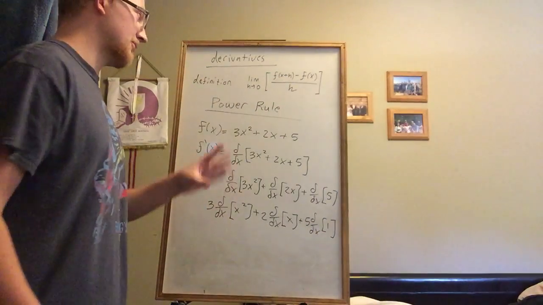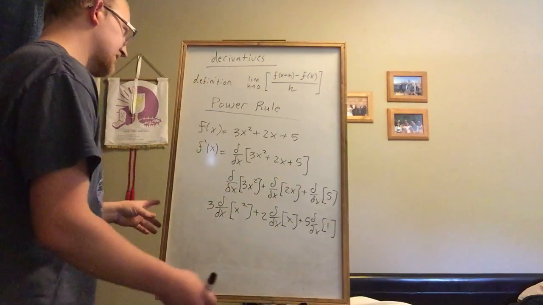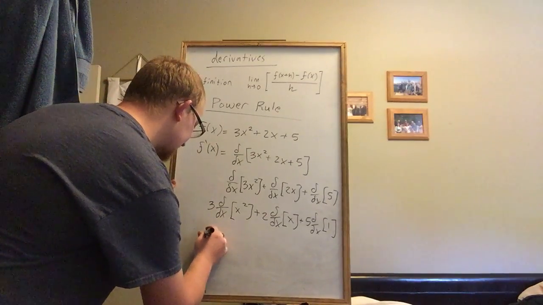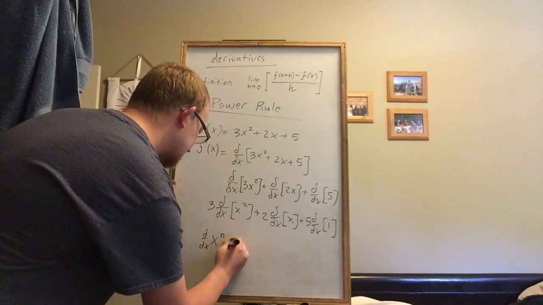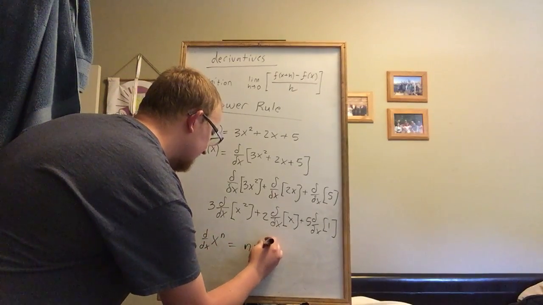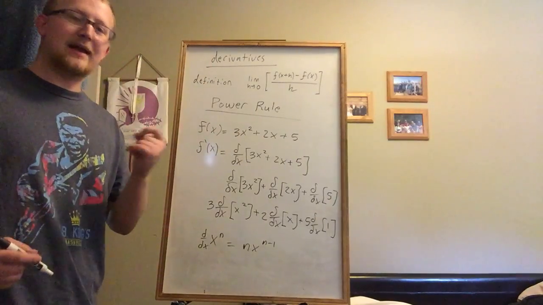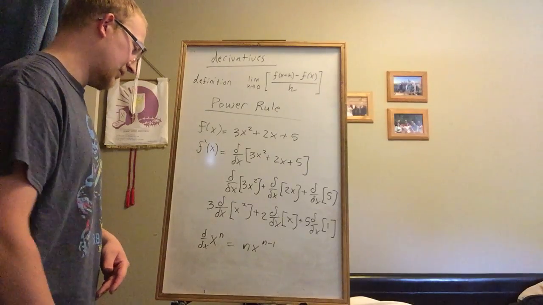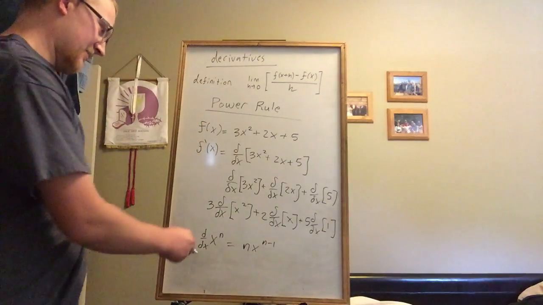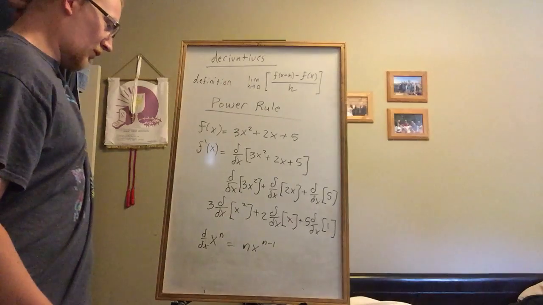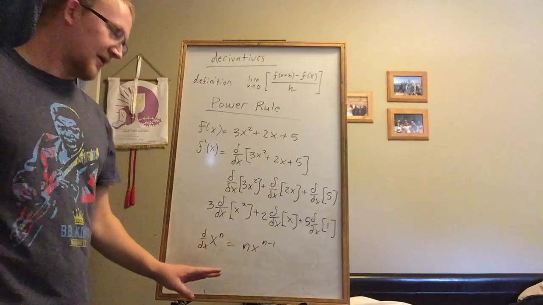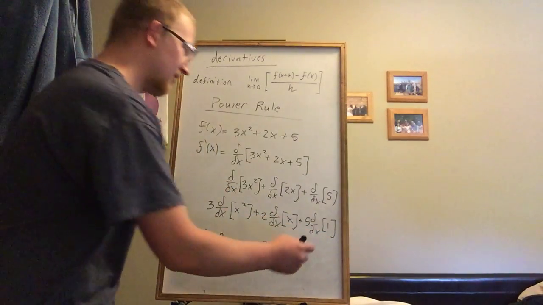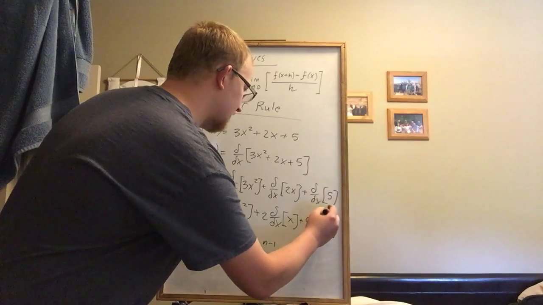Now, another thing about the power rule: remember we were saying that to find the derivative of x to the n, that's going to equal n times x to the n minus 1. Well, what if n is 0? If n is 0, then we end up with a constant. Anything to the power of 0 is 1. This rule doesn't really apply there. When we get down to the constant level, the derivative of a constant is 0.